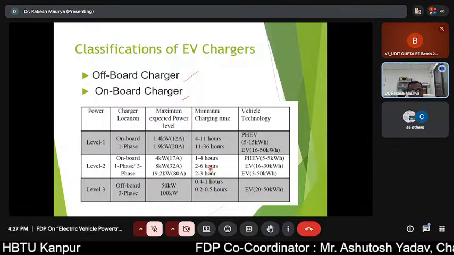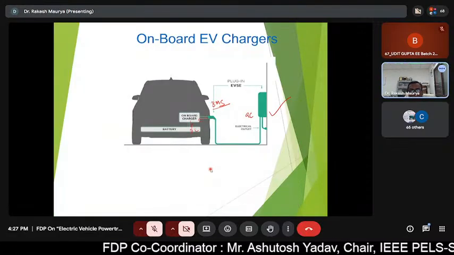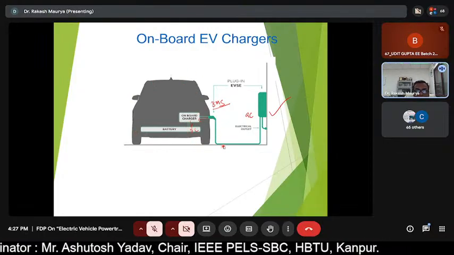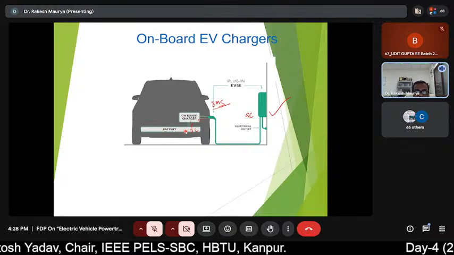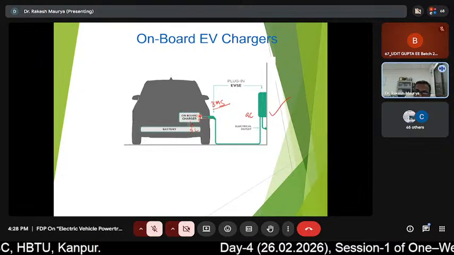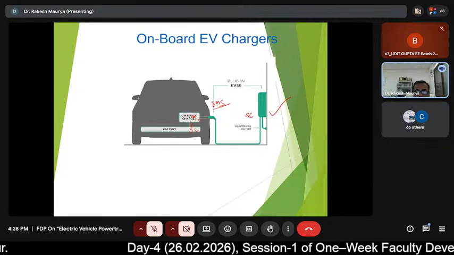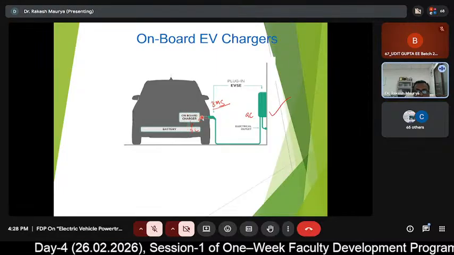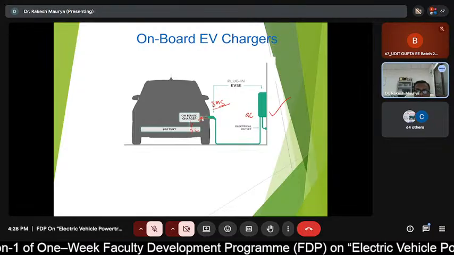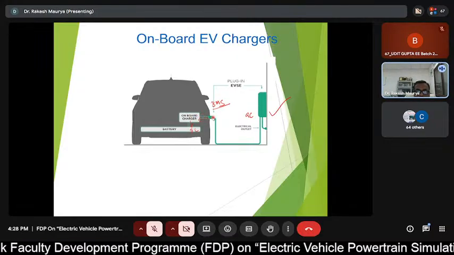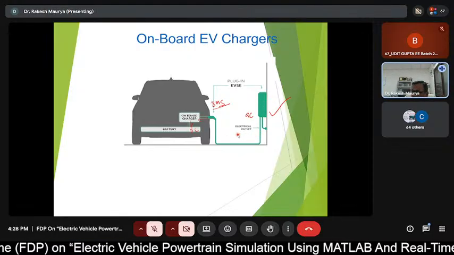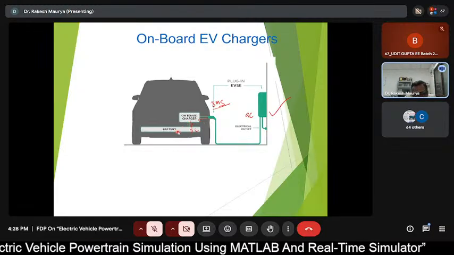Now, this is the charger classification which I have already covered. As I said, there is the onboard charger. In a given electric vehicle, you have a battery bank and an onboard charger, which is already built in by the manufacturer. Whenever you need to charge, for a level 1 or level 2 charger, the input socket is connected to a convenient supply, and it can be used to charge your electric vehicle battery.